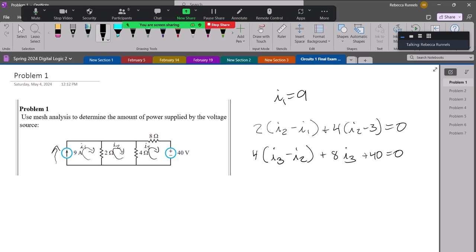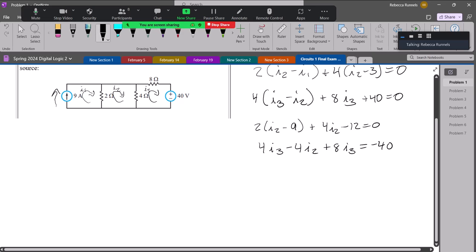If you have that, you're probably missing something because you're probably not going to have 3 equations and 3 unknowns on the test. And we have that I1 equals 9. So we really only have 2 equations and 2 unknowns because I can replace I1 with 9. So that's my first equation. My bottom equation, I'll distribute my resistor values, and I'll take my constant to the other side.